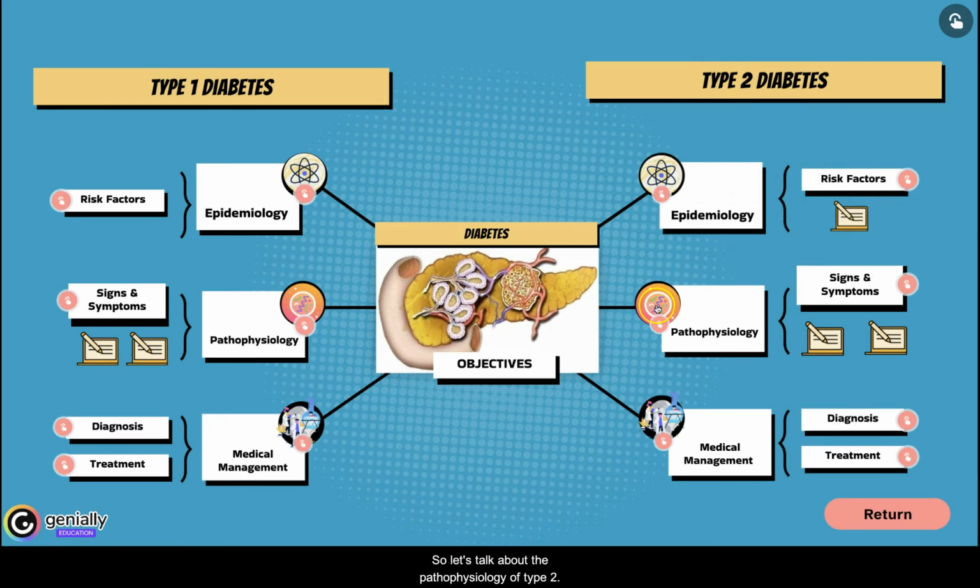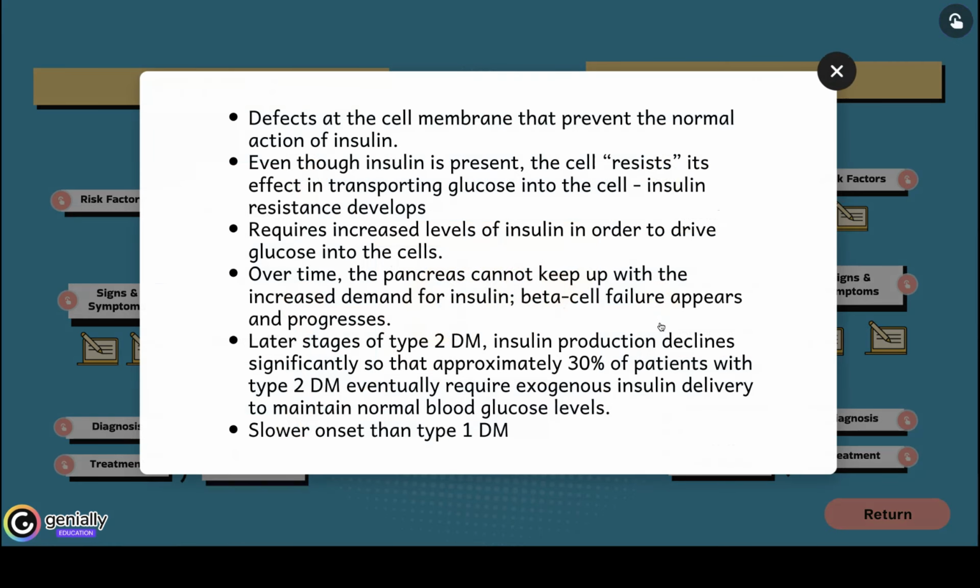So let's talk about the pathophysiology of type 2. It's defects of the cell membrane that prevent the normal action of insulin. They're not producing enough insulin. Even though the insulin is present, the cell is resisting its effect. For example, the insulin is there, your pancreas releases the insulin, but the cells are resisting that insulin. So you have increased resistance, not producing enough insulin or resistance to the insulin.